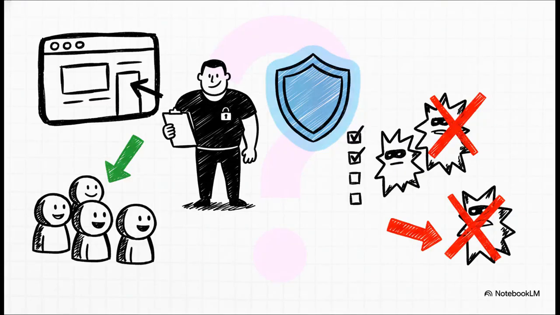So as you think about your own applications, or even just the websites you use every single day, remember this model. Every single one needs a bouncer at the door. The only question is, what's on their checklist? What rules have you given them?